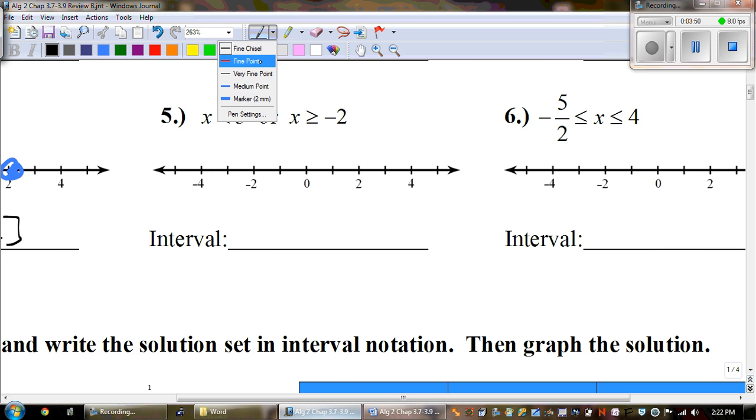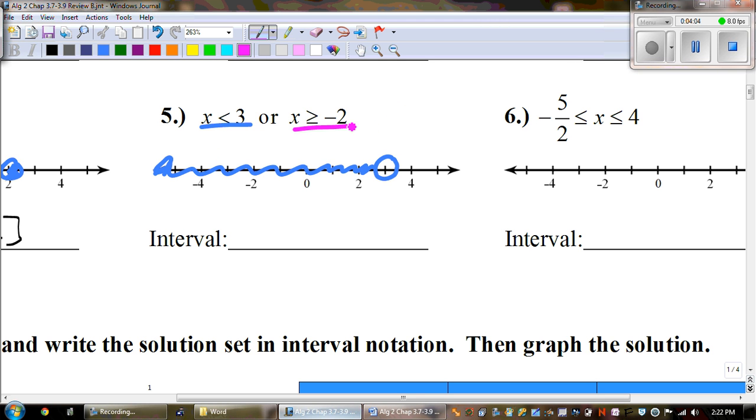All right, number 5. First thing we have to do is graph x is less than 3. It means we're open at 3, and we shade to the left. And then we're greater than or equal to -2. So at -2, I'm closed and I shade everything to the right. Now, this ends up being one of our special cases because we start at -infinity and the graph continues to +infinity.